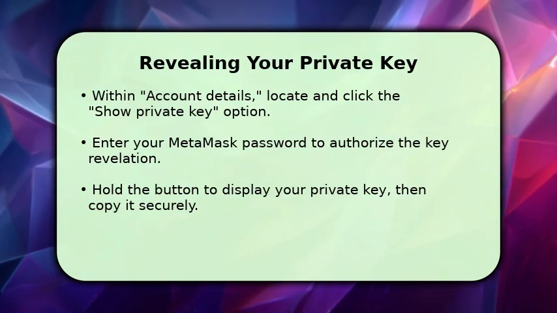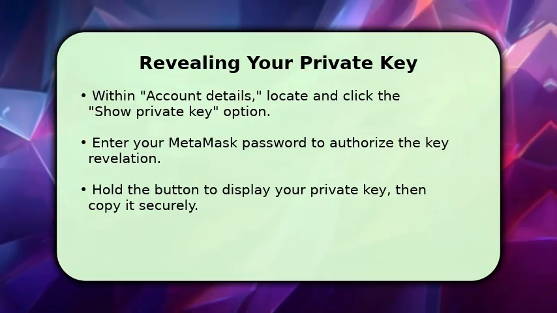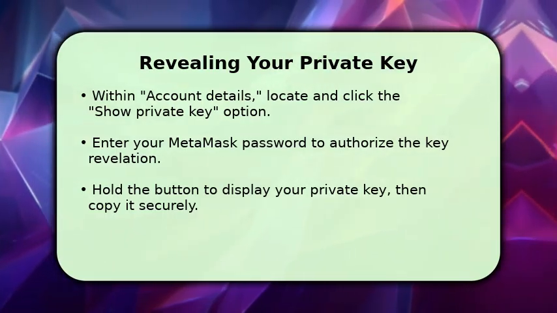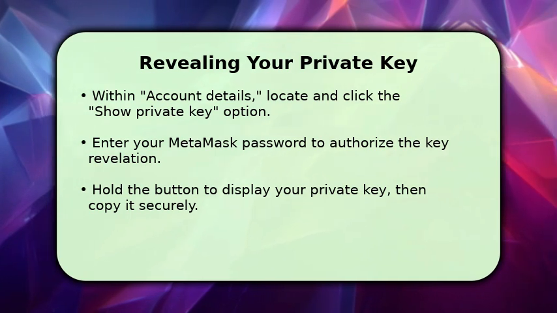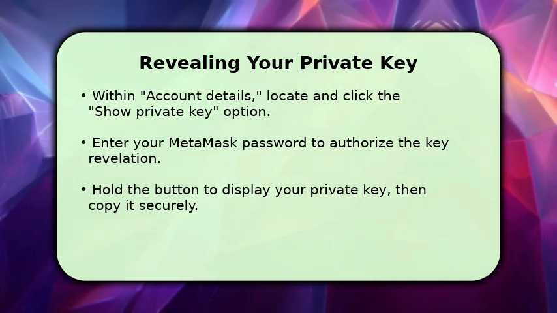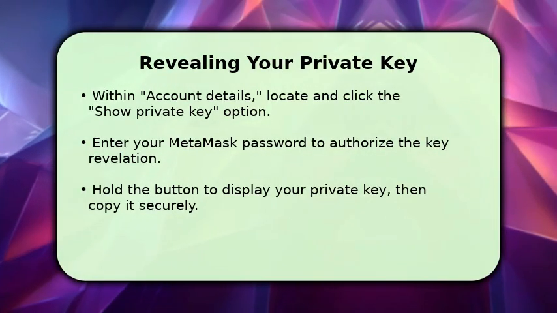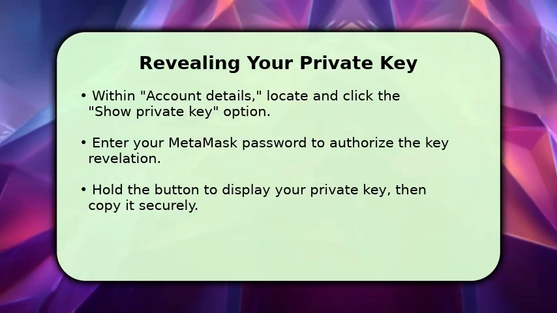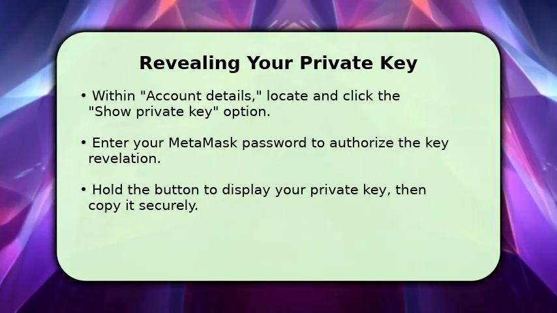Now, within the Account Details screen, you will see an option labeled Show Private Key. Click on this. MetaMask will then prompt you to enter your wallet password. This is a security measure to ensure only you can access this sensitive information. After entering your password, you'll need to click and hold a button to reveal the private key. Once displayed, copy it immediately and store it in a very secure, offline location.